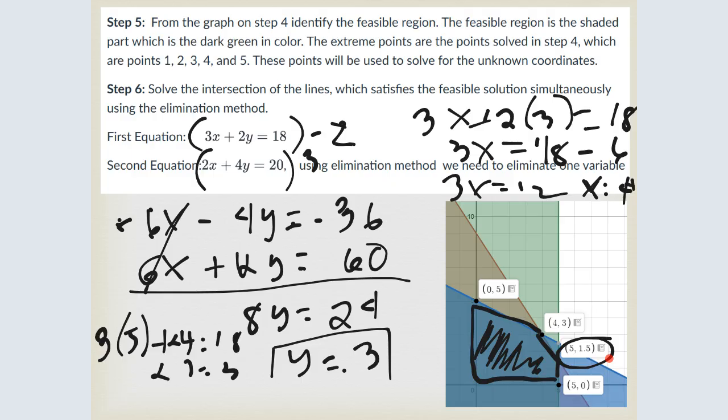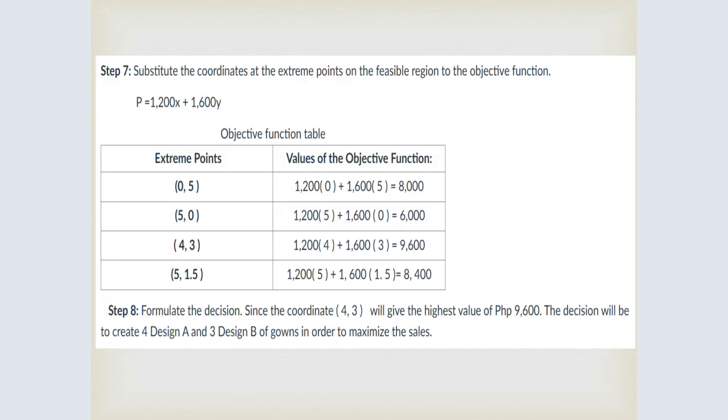So these points, (0, 5), (4, 3), (5, 1.5), and (5, 0), are the corner points, or what we call the extreme points. This is not yet the optimal solution. Now, how do we get the optimal solution and the optimal value? For the profit, which is our objective function, 1200x plus 1600y, we need to substitute the values of these points.